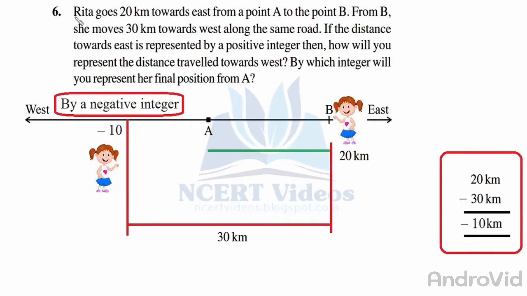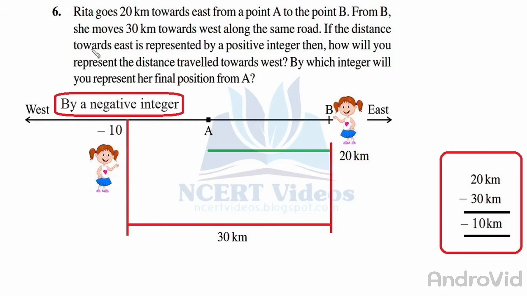Question 6. Rita goes 20 km towards east from a point A. So this is your east direction as depicted in the picture. Now she's at point B. From B she moves 30 km towards west. Now this is west, and she moves from point B towards west 30 km.